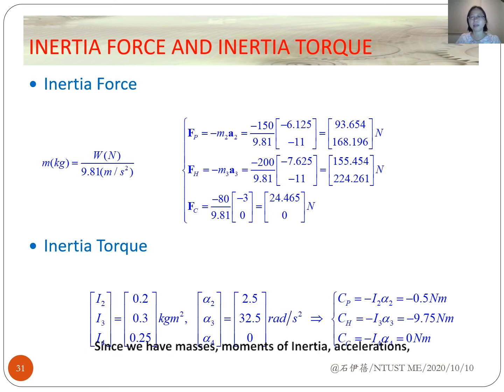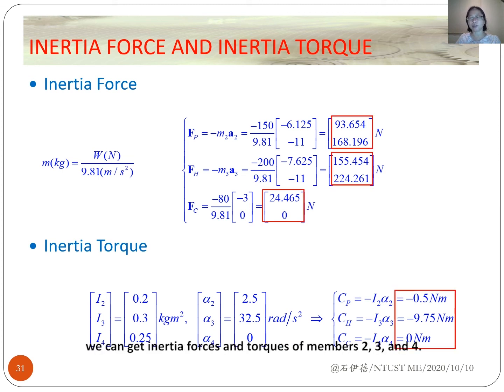Since we have masses, moments of inertia, accelerations, and angular accelerations, we can get inertial forces and torques of members 2, 3, and 4. Here, the inertial torque of member 4 is 0 because it cannot rotate. That causes its angular acceleration to equal 0.